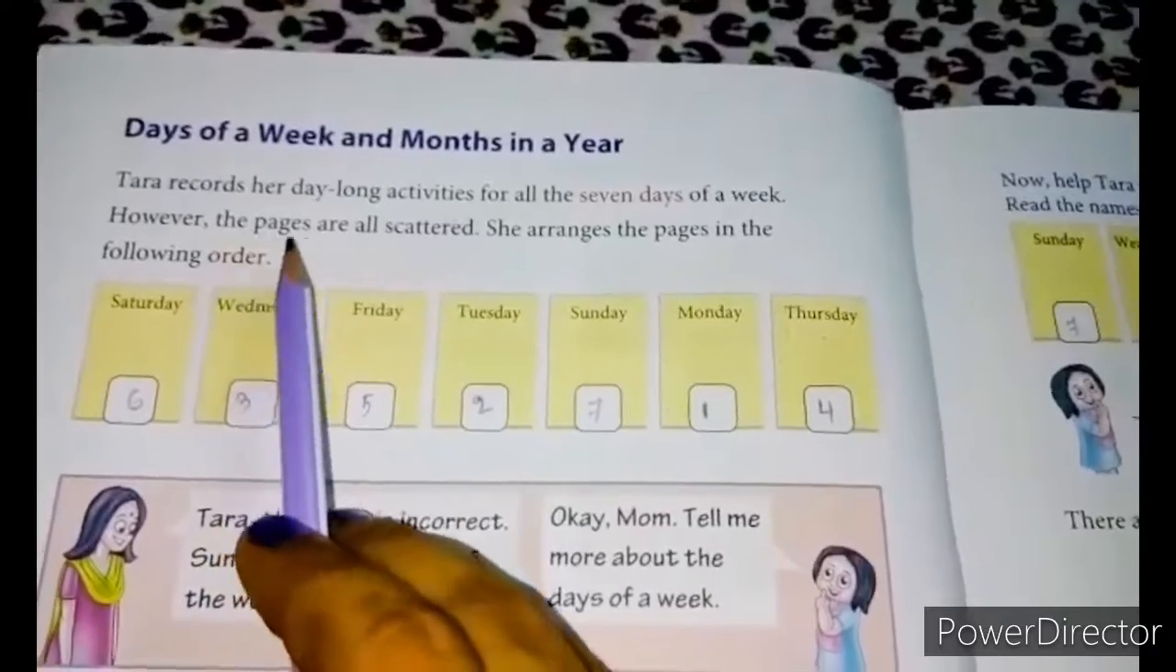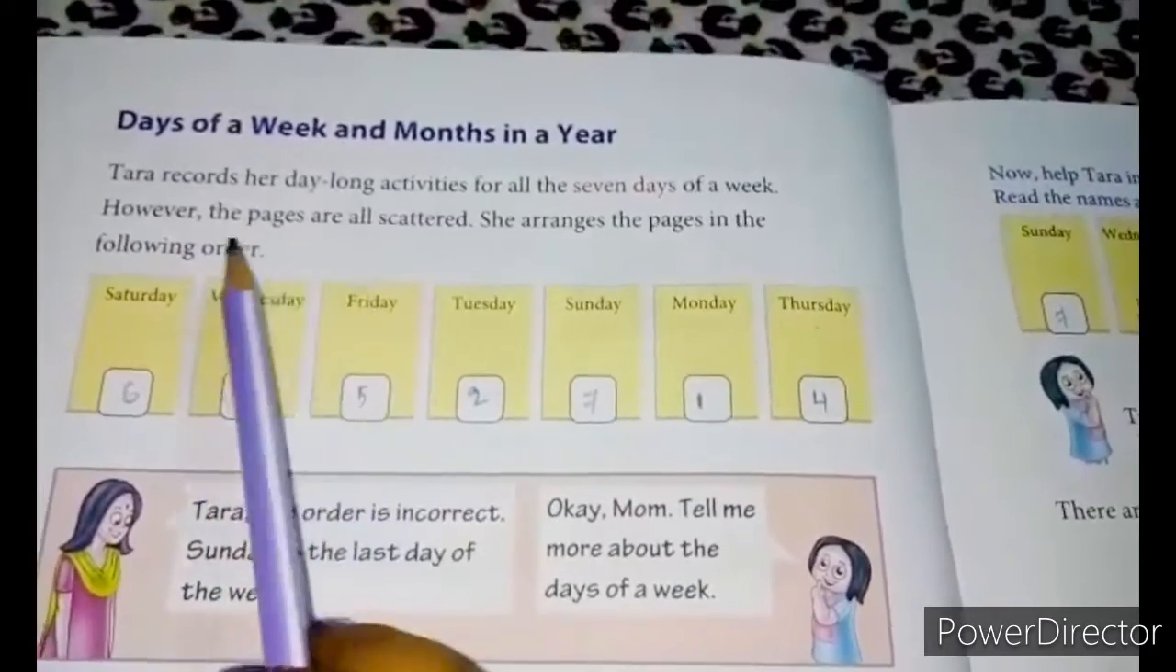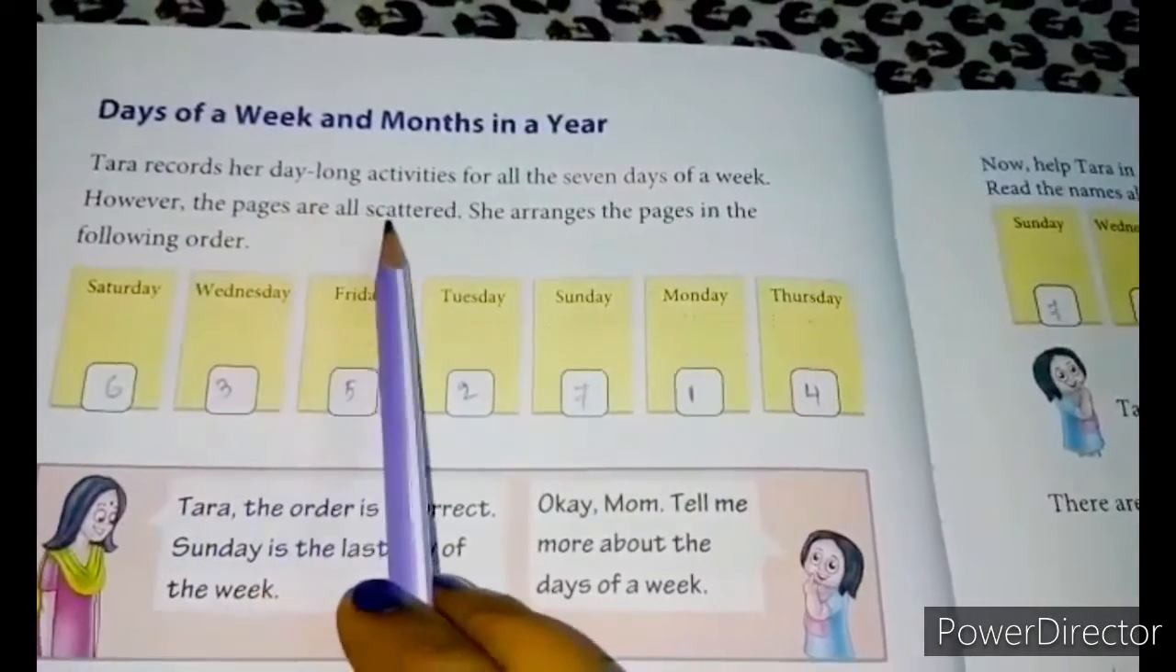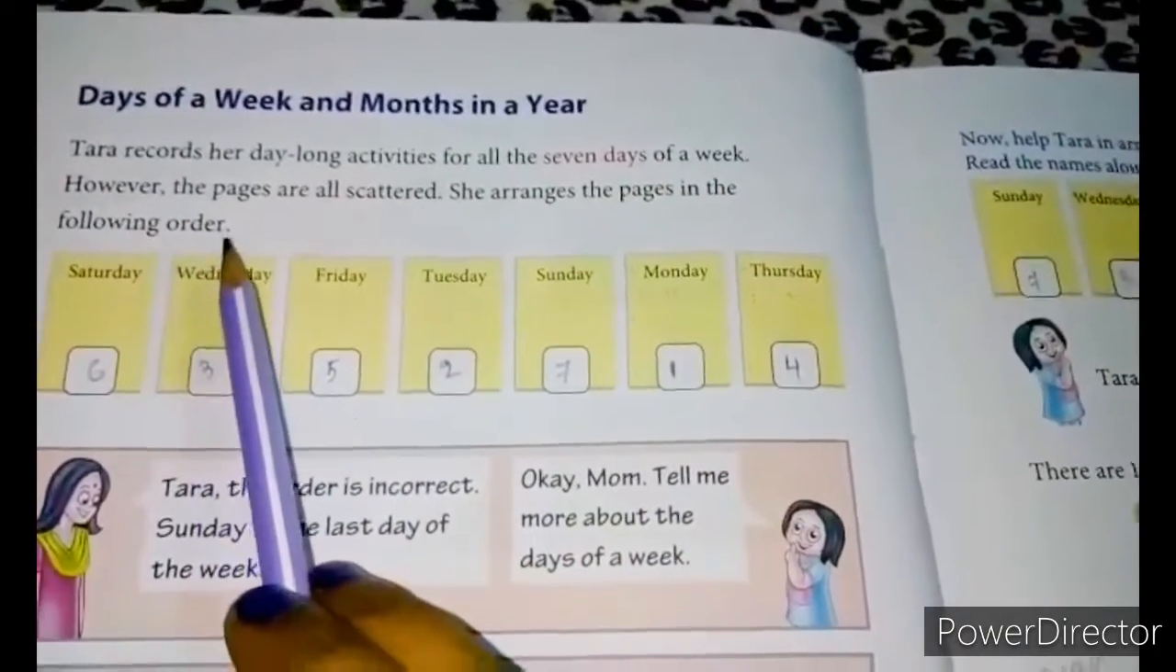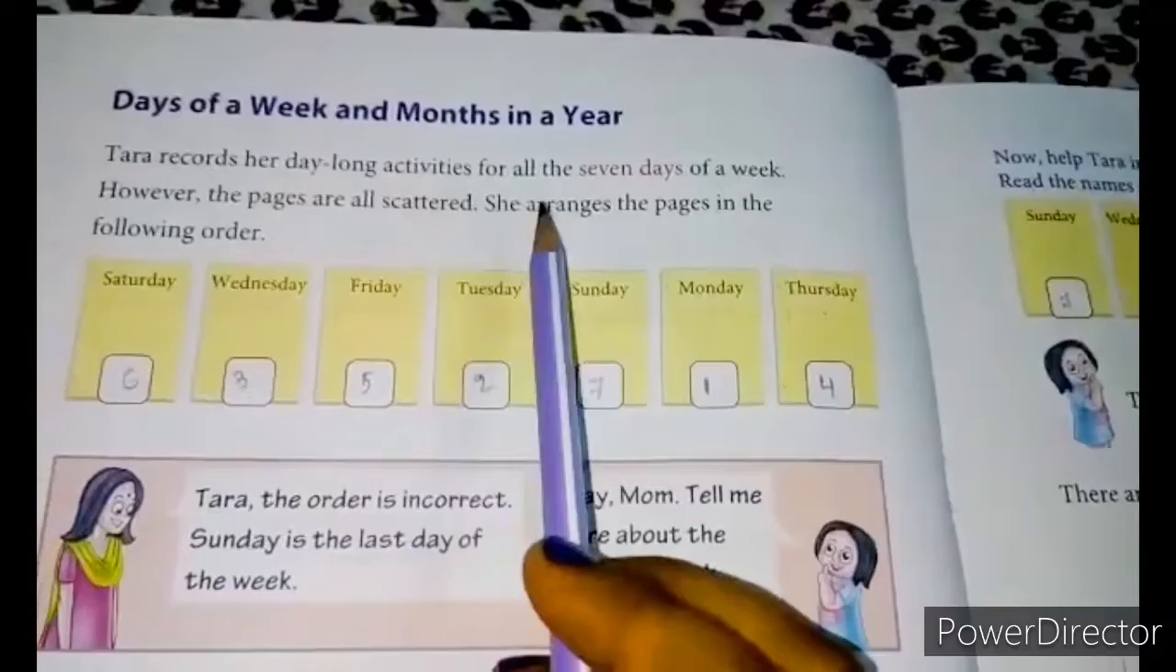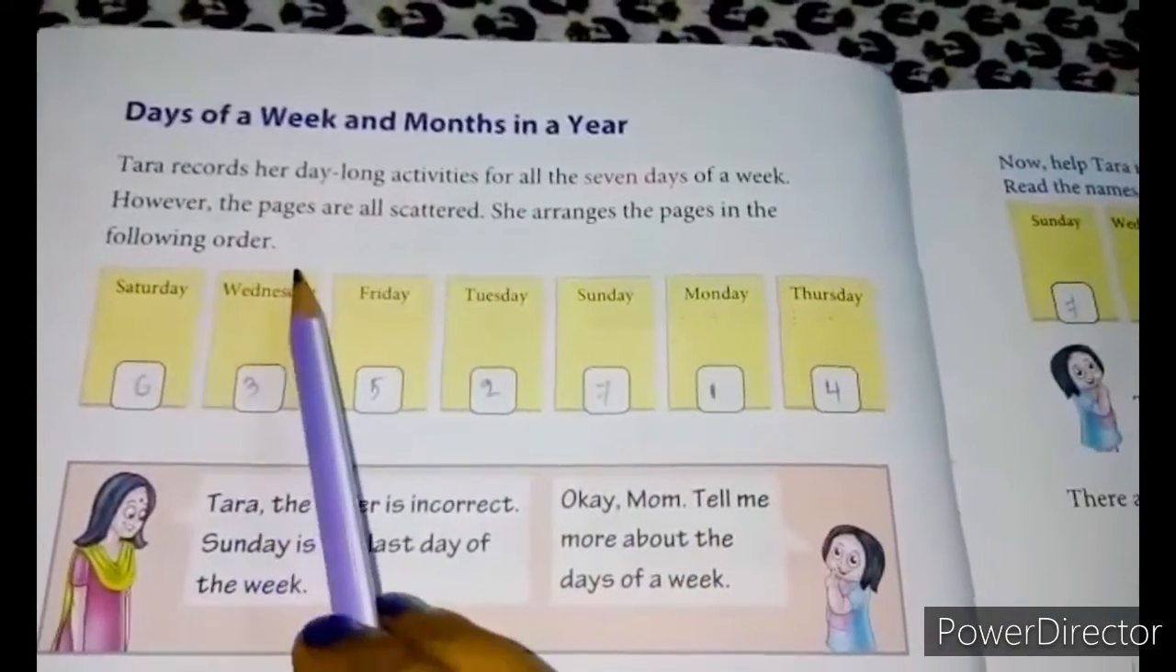So, I am going to read the story. Please listen carefully. Tara records the day-long activities for all the 7 days of a week. However, the pages are all scattered. She arranges the pages in the following order.